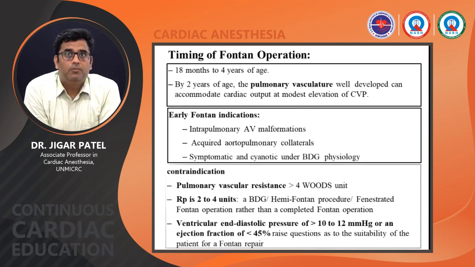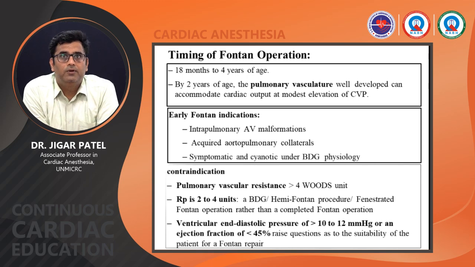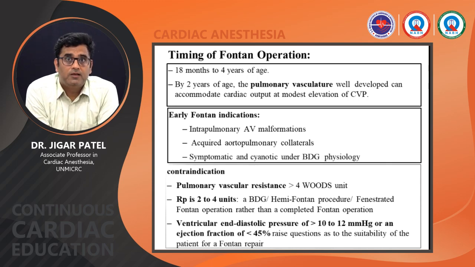So for the timing of the Fontan operation, it is done between 18 months to 4 years of age, and by the age of 2 years, the pulmonary vasculature will develop so that it accommodates cardiac output with only modest elevation of central venous pressure. Now there are some criteria for early Fontan. If the patient develops intrapulmonary AV malformation or acquires aortopulmonary collaterals, or becomes symptomatic and cyanotic after BDG, they require early Fontan.